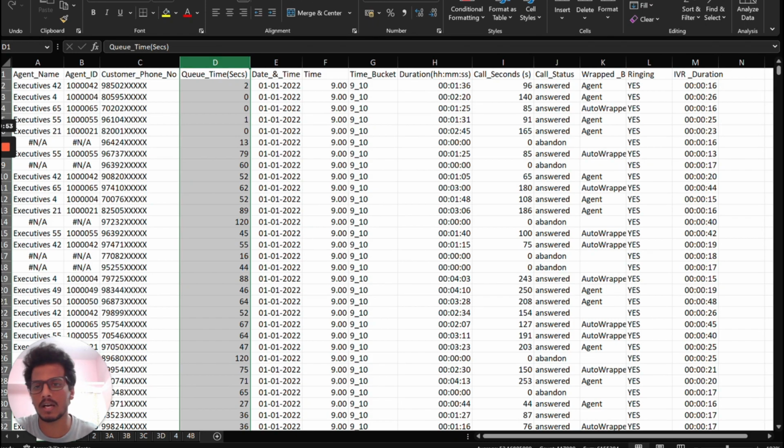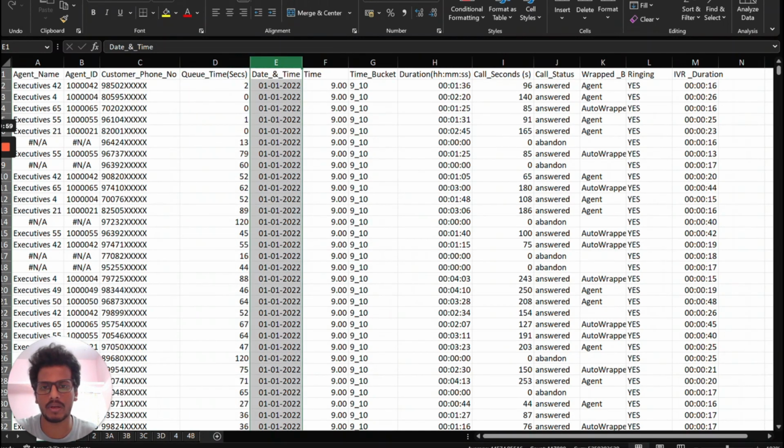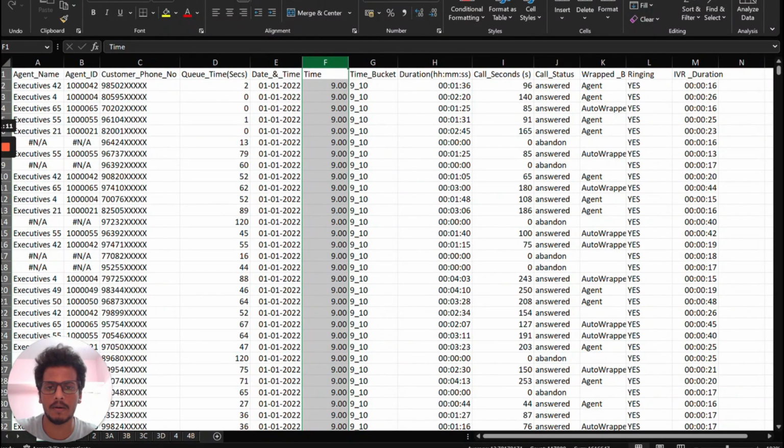Queue time in seconds is given, meaning how much time it has taken for the customer to answer the call. And this is the date, of course, I don't have to explain. And this is the shift timing. What I mean by shift timing is when the shift has started. Normally in the IT sector, the morning shift starts from 9 a.m., and the night shift may differ. And then there is the time bucket.